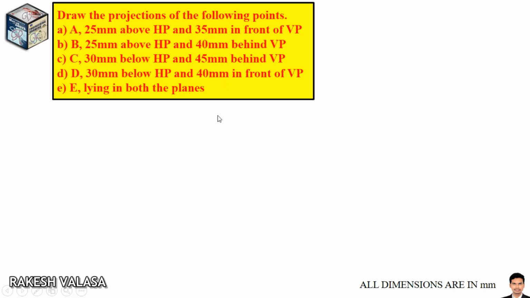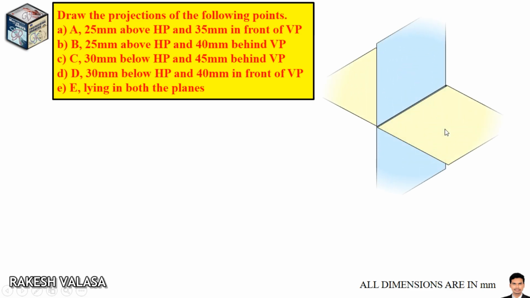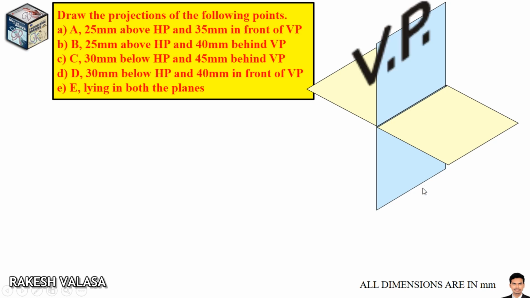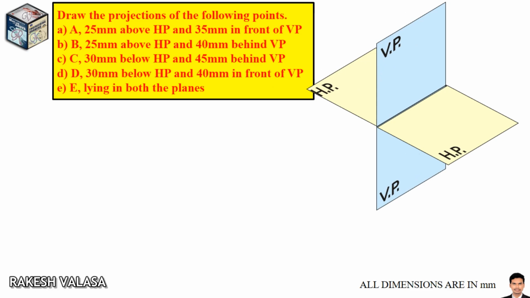For easy understanding, I'm taking these quadrants. This blue color plane is called the vertical plane. This is perpendicular to the ground. This ash color is the horizontal plane, that is parallel to the ground. The intersection of two planes is called the XY line or reference line. For any problem, first you need to draw the XY line on your drawing sheet. One important point is that for solving any type of problem, you can fix the observer position. The observer is always watching from in front of VP, from this direction.